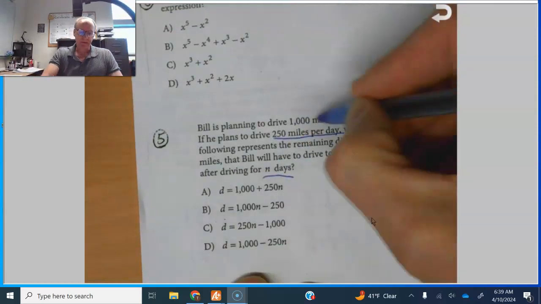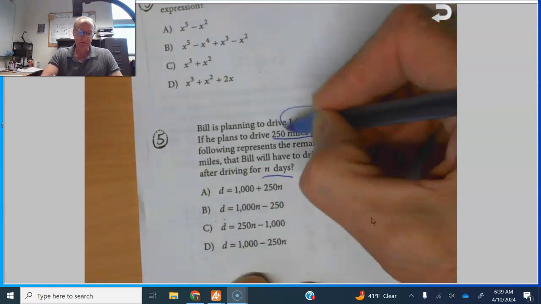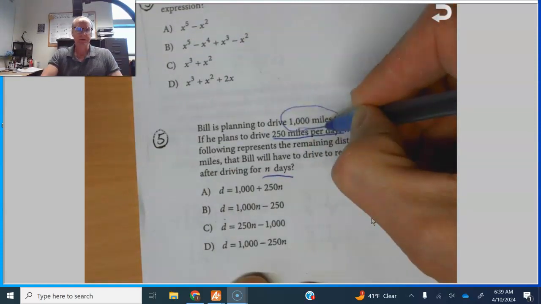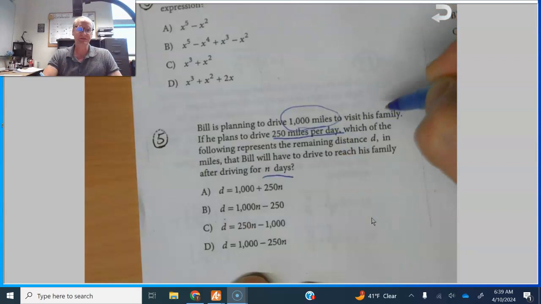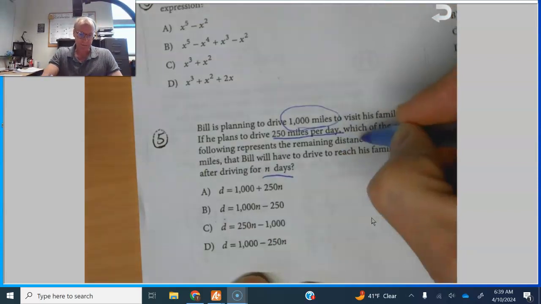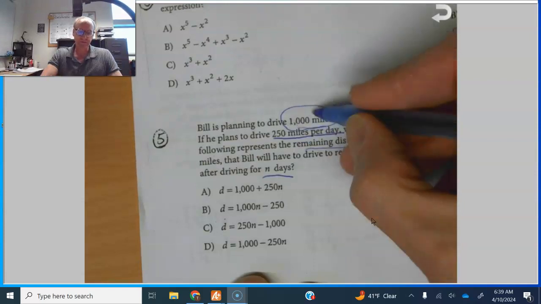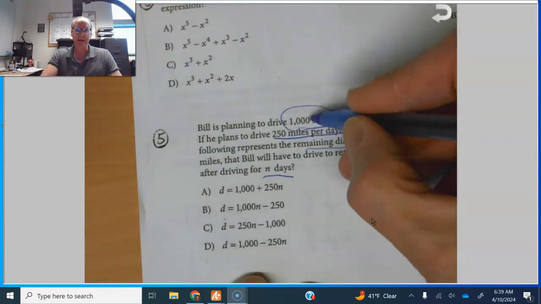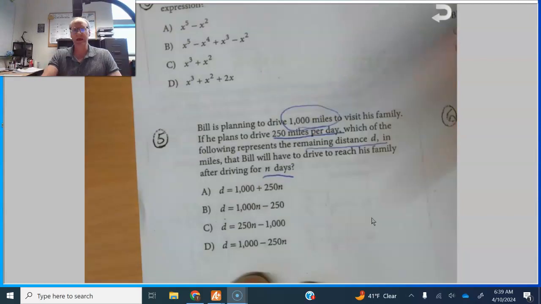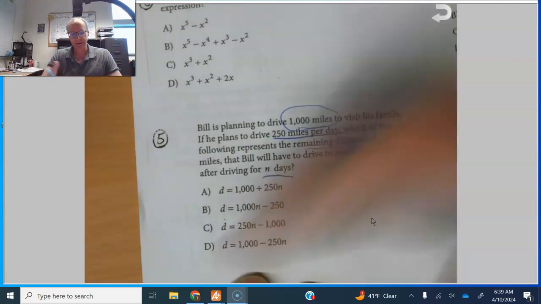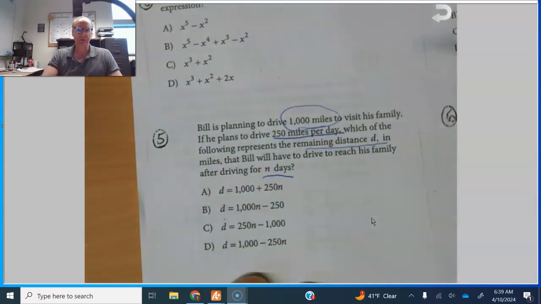Well, he needs to drive 1,000 miles total, and the distance he still has to go is the remaining distance. You have to subtract the 250 that he's driving every day times the number of days. So I explained it in words. You should be able to recognize it.